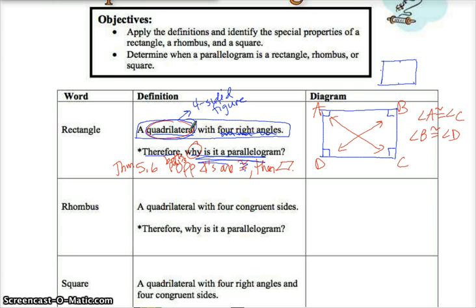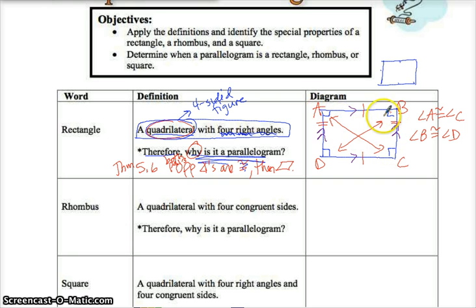So going back to that, well, what do we know then? It's not just a rectangle. We now know that these opposite sides are parallel to each other because that's the definition of parallelogram, and we just said it's a parallelogram. We also know that opposite sides are congruent to each other. Why? Because that's what a parallelogram is. We know that opposite angles are congruent to each other.